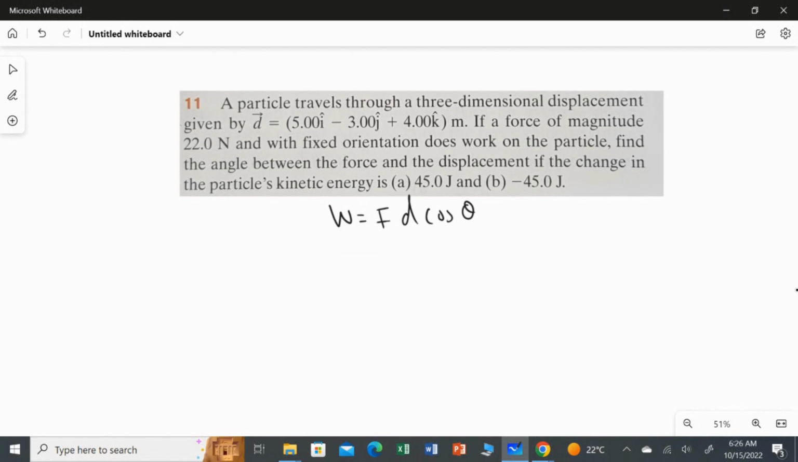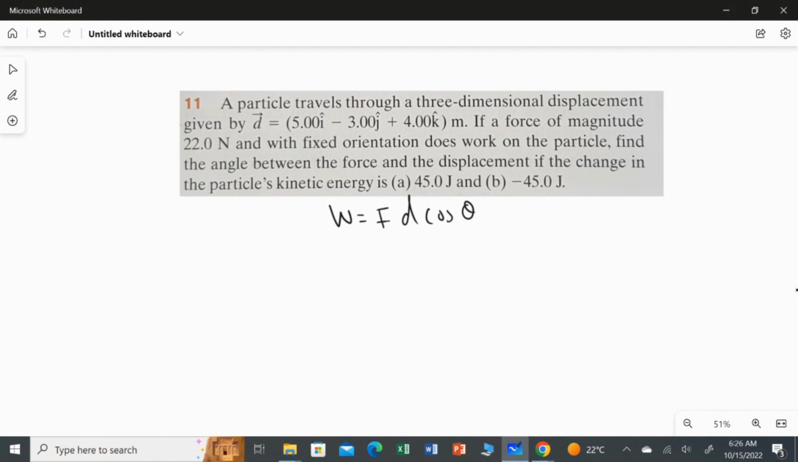This is the rule. But I can't use this directly because here we have the value of the force in terms of magnitude, but the displacement is given in terms of vector form. So what I'm going to do, first I'm going to convert this vector form into magnitude, and we already studied this formula in chapter number 3.